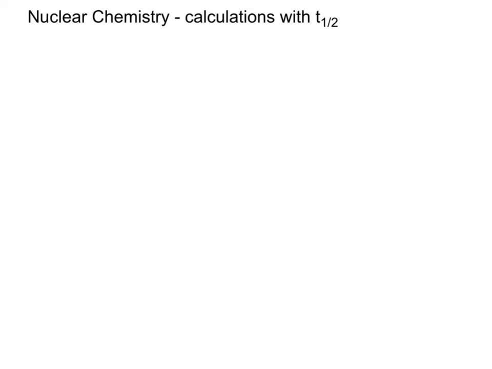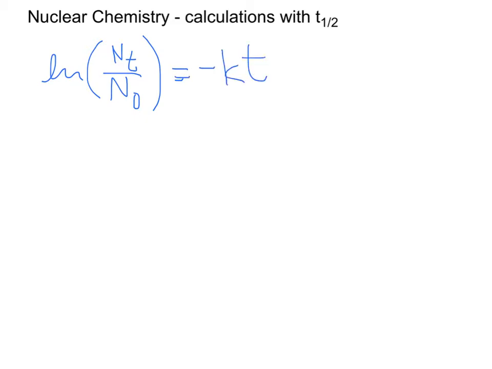Now, from our kinetics chapter, chapter 14, we learned that there is a relationship relating the amount of the substance originally present and the time it takes to get to a certain amount. So from chapter 14, we had the equation that the natural log of the ratio of the amount present at a given time divided by the initial amount is equal to negative kt.